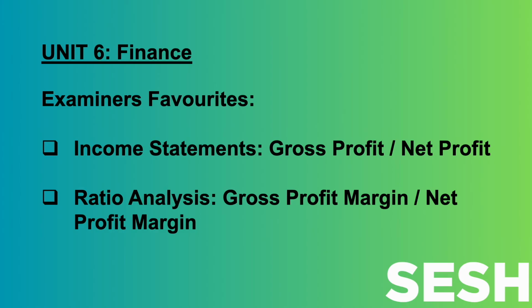Meanwhile, you've got ratio analysis, very much related, which is looking at not gross profit, but gross profit margin. That's going to be in percentages. So gross profit margin is gross profit divided by revenue times 100. And net profit margin is net profit divided by revenue times 100. Common calculation questions. One of them is for sure going to feature.